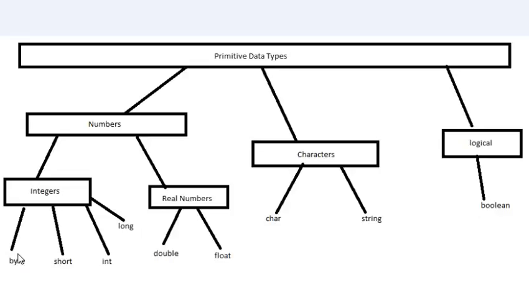We've got the short data type right here, which is a 16-bit type, and it has a value that can span from negative 32,768 all the way up to 32,767. Now we have the int type for the integers.